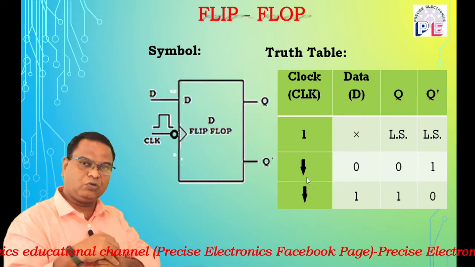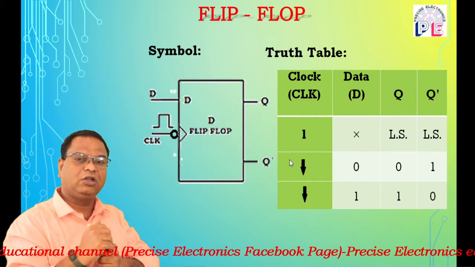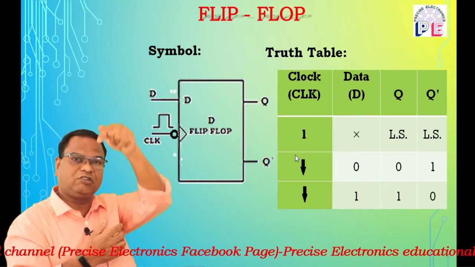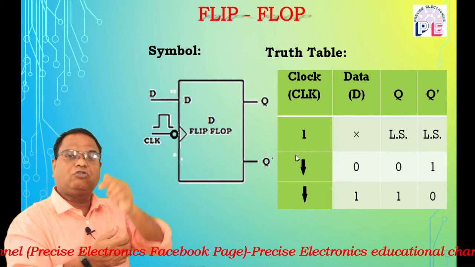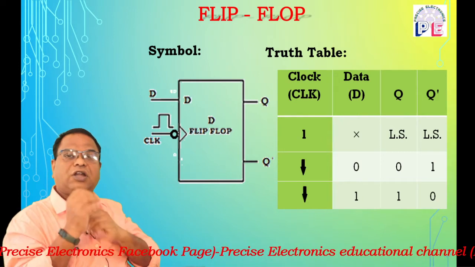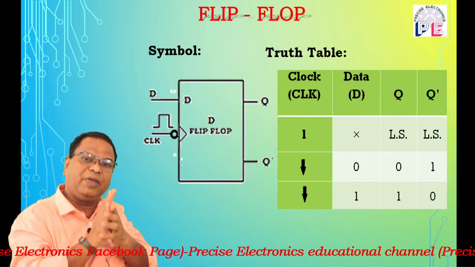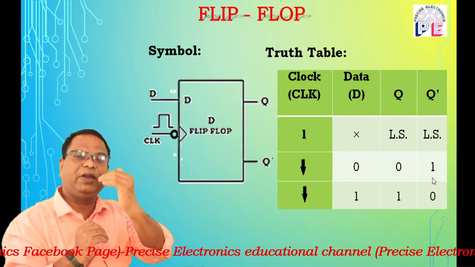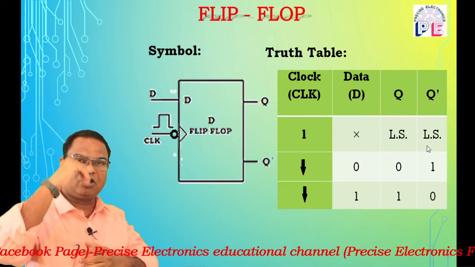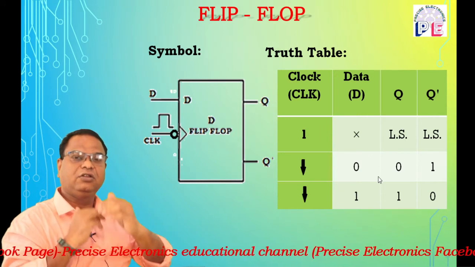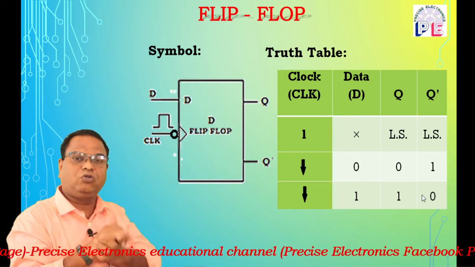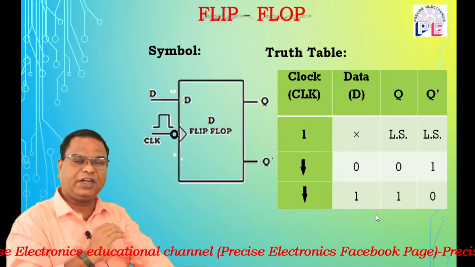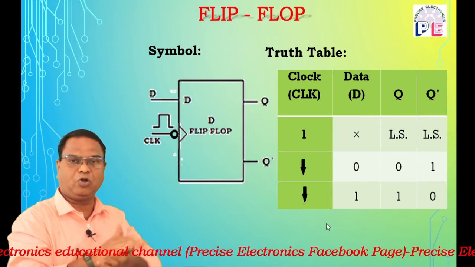When the clock input is low, and this low clock is given by a downward arrow. This downward arrow indicates the negative edge. So when the clock input is low and the data input is low, the flip-flop is in reset mode, so Q is equal to 0 while Q complement is 1. Next, when the clock input is low and the data input is high, the flip-flop is in set mode, so the outputs are now Q equal to 1 and Q complement equal to 0. So that is the negative edge triggered D flip-flop.